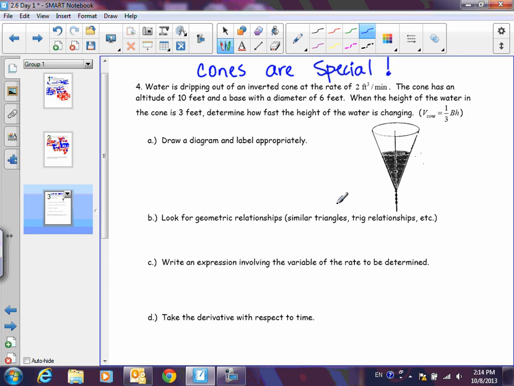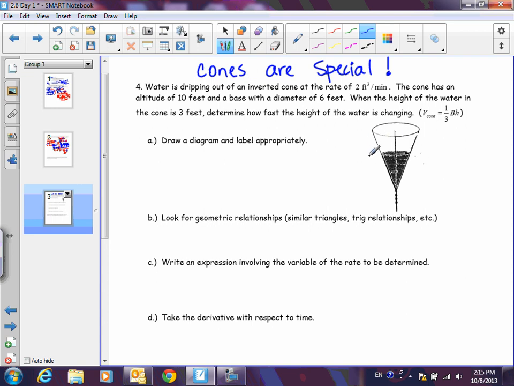Cones are special for a few reasons. One is you don't really do a whole lot with cones. We do conic sections in algebra, and you do a little bit of cone stuff in geometry, but you haven't dealt with cones like how you have circles and even spheres. You probably dealt with spheres. Cones are kind of an interesting shape.